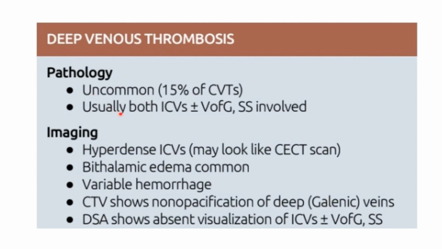The pathology is uncommon, in 15%. Usually, both the internal cerebral veins and vein of Galen with sagittal sinus are involved. Imaging, as I've described, hyperdense internal cerebral veins may look like a dense vein sign on CT scan. Bithalamic edema is common. Variable hemorrhages can occur due to back pressure.